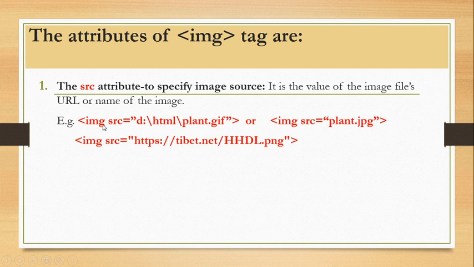Now look at the first example: img src d:\HTML\plan.gif. It means that plan.gif is the image. So here it mentions the full path of the image. The plan.gif is located in the HTML folder, and the HTML folder is located in the D drive. So it mentions the full path of the image while inserting in the web page.